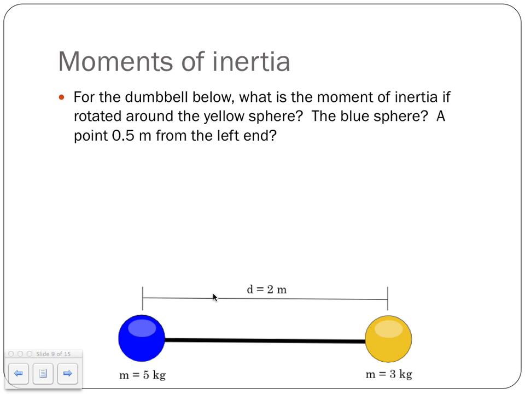So for this, we do have 2 masses, so let's talk about rotating with the yellow sphere first. Because of that, we have to sum up the 2 values here. We'll do the mass of the blue one times the radius of the blue one squared, plus the moment of inertia for the other object, which is the mass of yellow times the radius of yellow squared. This should give us our moment of inertia, because we're summing up the 2 individual moments of inertia.